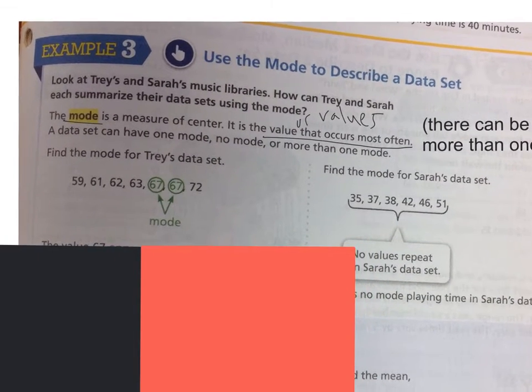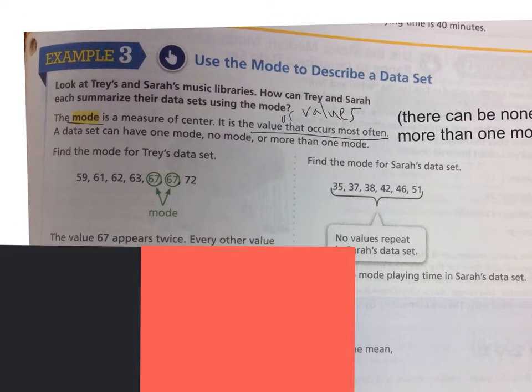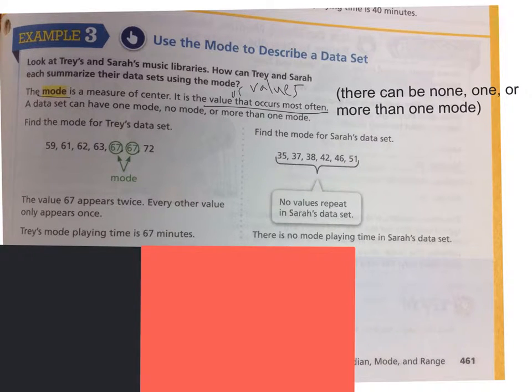Next thing we're going to look at is mode. So example 3, look at Trey's and Sarah's music libraries. How can Trey and Sarah each summarize their data sets using the mode? So the mode, it's the value or values that occur most often. I modified the definition again, because for mode, there could be none, there could be one, or there could be more than one mode. It's the only one that has that option.